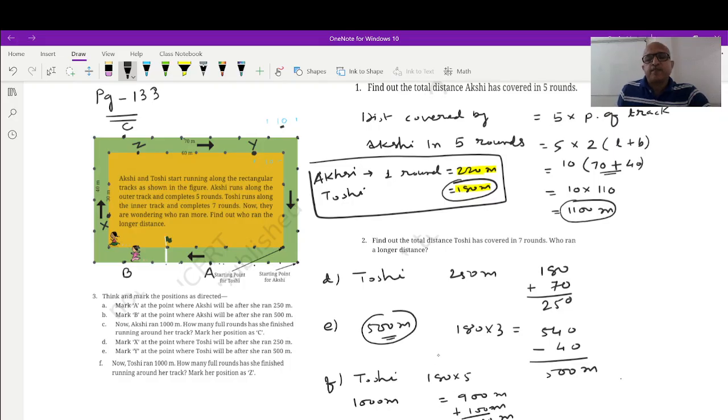Once again, Toshi covers in one round 180 meter. We know the table of 180 times 5, that means 900 meter in 5 rounds. But it is asked for the 1000. So that means we'll add 100 meter. To add 100 meter, we'll move in the same direction in which they are running. And we know that the distance between 2 points is 10 meter. So this is 900, right? And we'll keep adding 10, 20, 30, 40, 50, 60, 70, 80, 90 and 100. That means this is my Z. I hope this is clear.